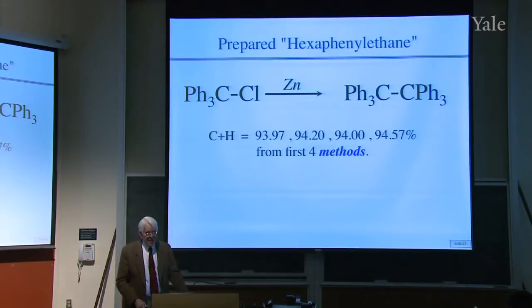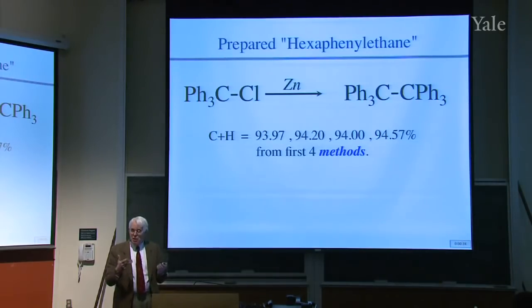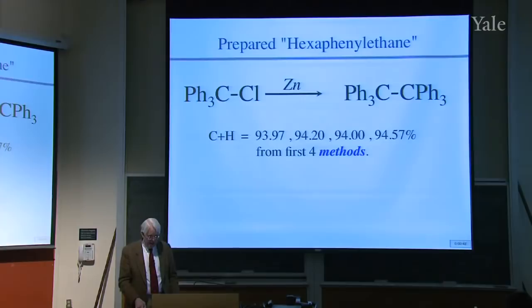So he did analyses. He got the total of carbon plus hydrogen, that is CO2 and water that he burned, and it was 93.97 by one method. This is a method, not a run. He did many, many analyses using the same method. Their average was 93.97. He tried another method, 94.20, 94.00, 94.57. 4 different methods, and maybe 20 analyses he did, right? But he could never get it near 100%.